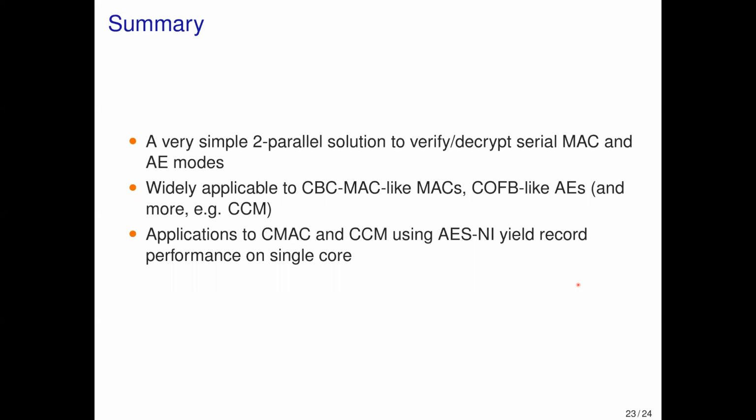To summarize, we show a very simple two-block parallel solution to verify or decrypt serial MAC and AE modes. It is widely applicable to CBC MAC-like MACs and COFB-like AE schemes. And as we have shown, it is also effective for other AE schemes such as CCM. Our implementation result for CMAC and CCM on Intel CPU shows the speed record for single core.